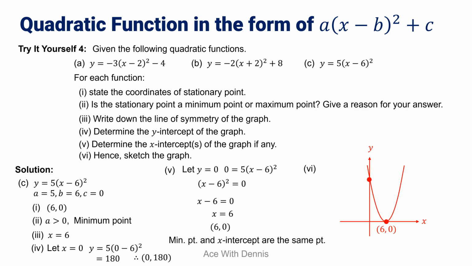This is the y-intercept. Coordinates is (0, 180). Right, so this is the line of symmetry with the equation of x equals 6. Alright, lastly, we will label the graph y equals 5 bracket x minus 6 squared.